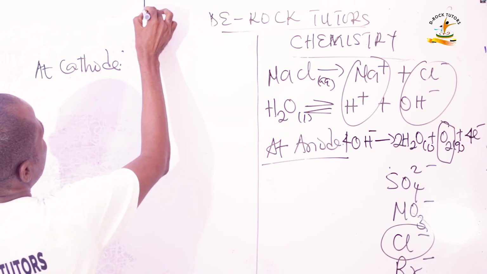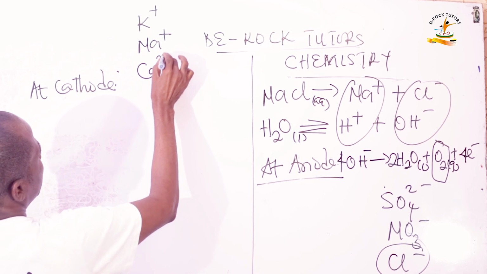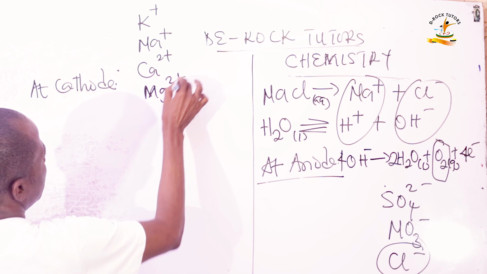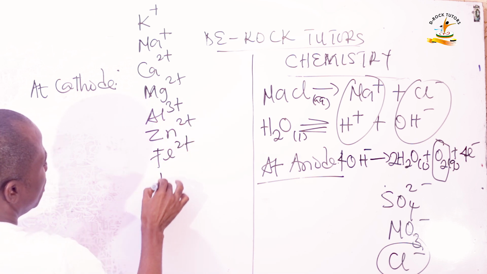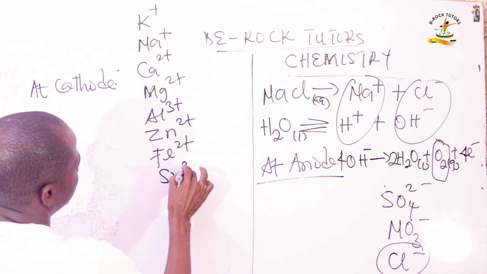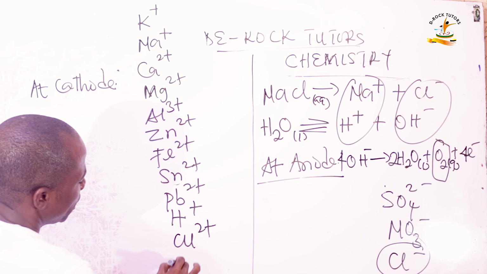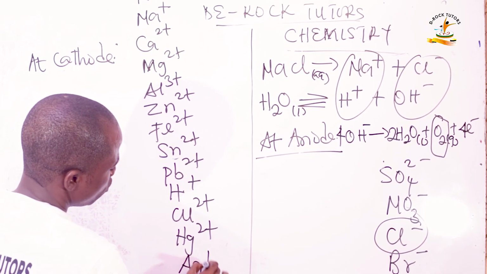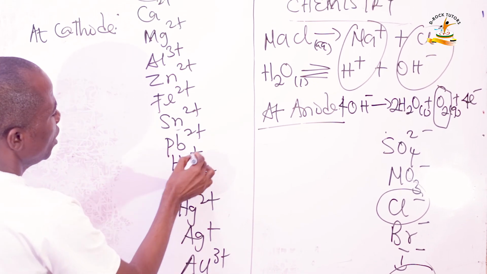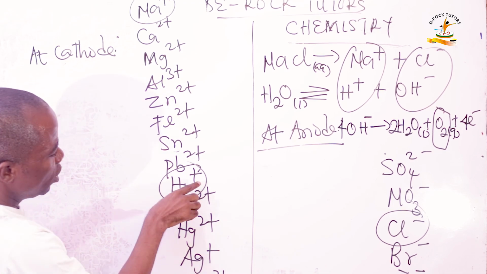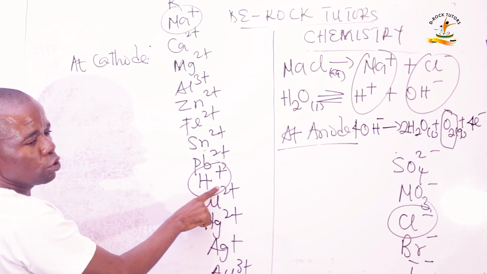We know from our electrochemical series, potassium ion is high. After that, sodium ion, we have calcium ion, magnesium ion, aluminium ion, zinc, iron, then tin, then lead, we have hydrogen, copper, mercury, silver, and then gold. So if you take a look at this, let's look at the position of sodium here and the position of hydrogen here. The ion that is lower will be discharged in preference to the ion that is higher. So looking at the two of them, we know that hydrogen will be discharged.